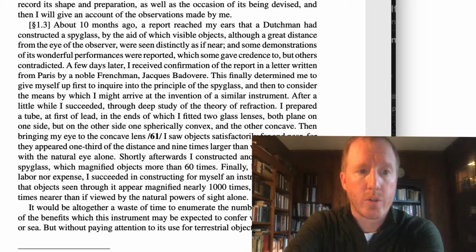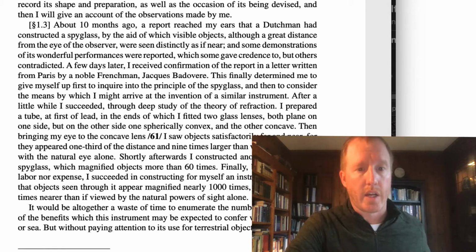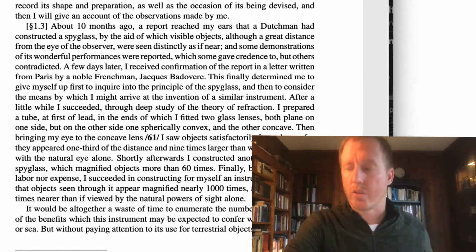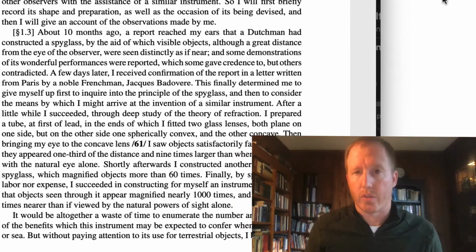I prepared a tube, at first of lead, in the ends of which I fitted two glass lenses, both plane on one side, but on the other side one spherically convex and the other concave. So here he's describing how his telescope was built.